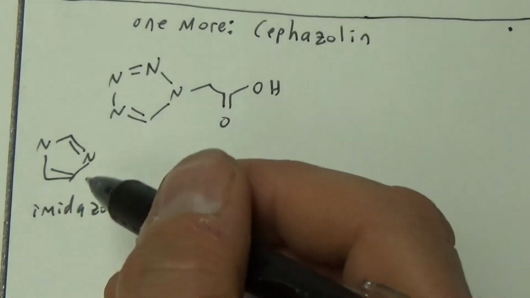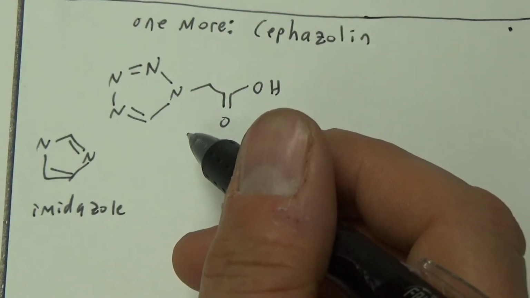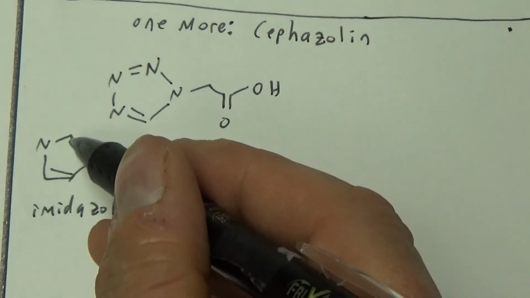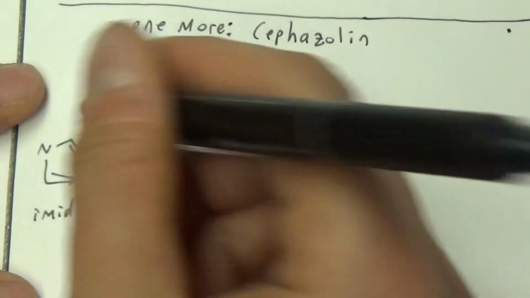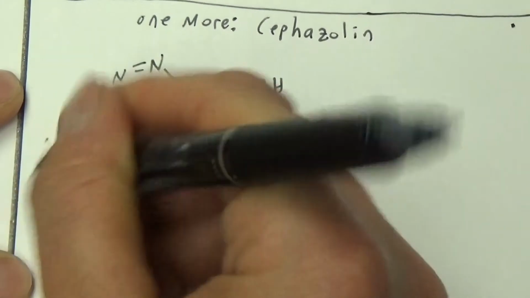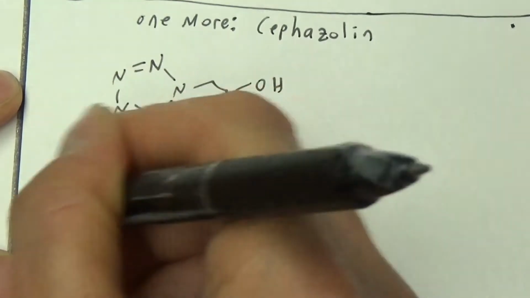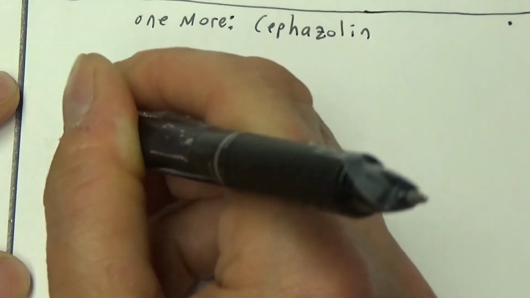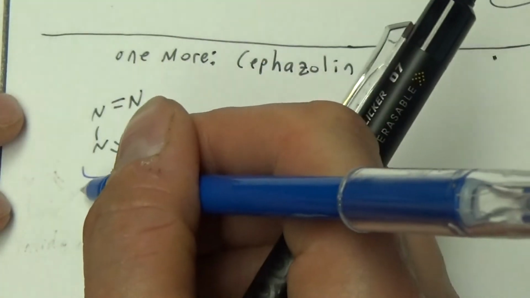If you have 3 nitrogens, it's called triazole. If I sneak another nitrogen in there, it's called triazole. So what do you think it's called if you have 4 nitrogens? Is it something zol, right? 4 nitrogens, not imidazole, which is 2, or triazole, which is 3. It's called tetrazole. So this little ring system is called tetrazole.